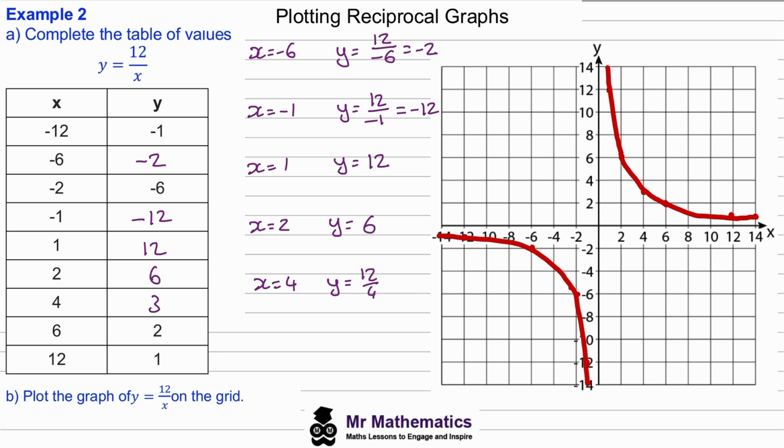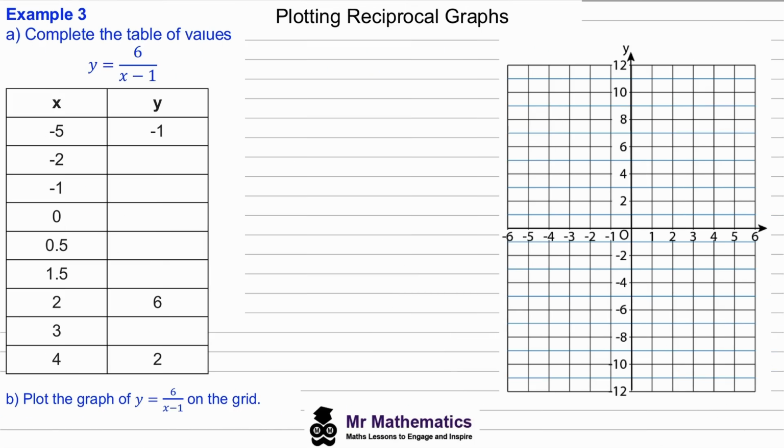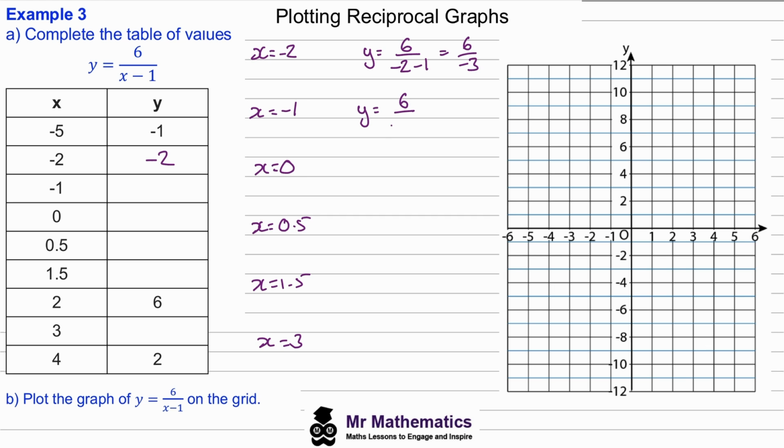Let's try example 3. So now we've been given the equation that y equals 6 over x minus 1. Do you want to try and plot this graph from x equals -5 to +4? You can pause the video and come back when you're ready. Okay, so how did you get on? If we begin with x equals -2, y will be 6 over -2 minus 1, which is 6 over -3. So we'll get -2. When x is -1, we'll get 6 over -2.